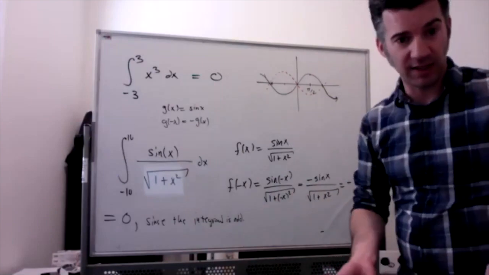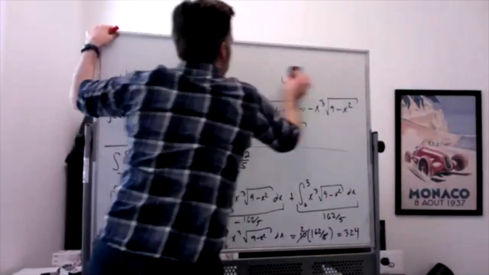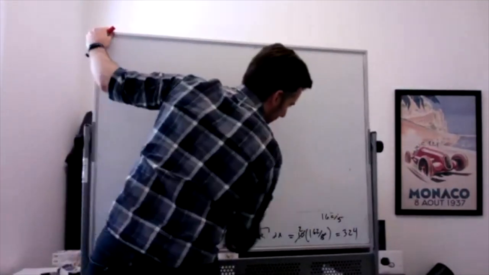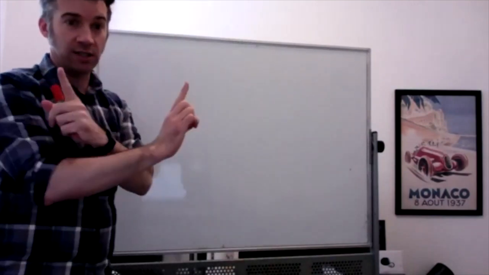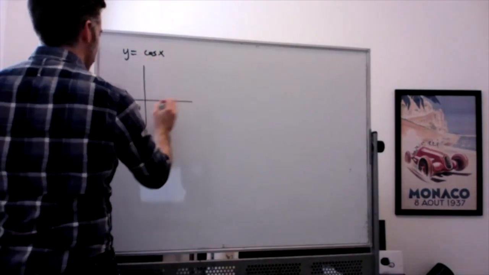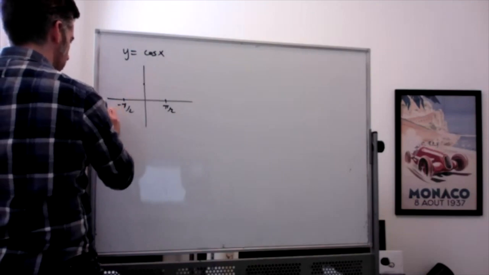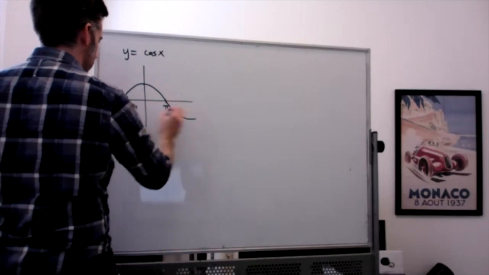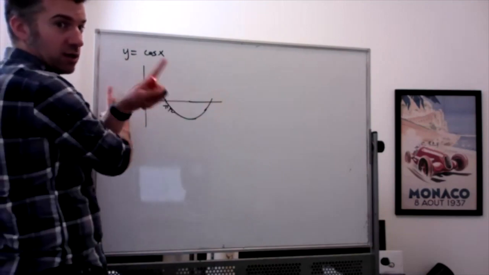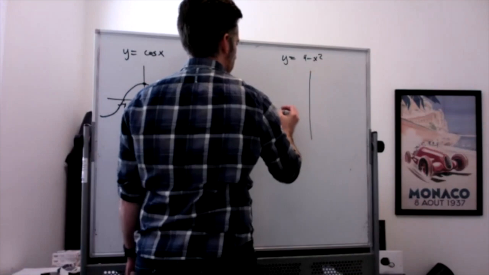Okay, let's look at the flip side of things, which is a little less useful but still useful: even functions. Even functions have symmetry about the y-axis, meaning that if you flip them horizontally, they look the same. Two good examples are y equals cosine of x, with pi over 2 and negative pi over 2 here. It has this shape, so if you flipped it horizontally, it would still look the same. Another good example is y equals 4 minus x squared, which looks maybe like this.